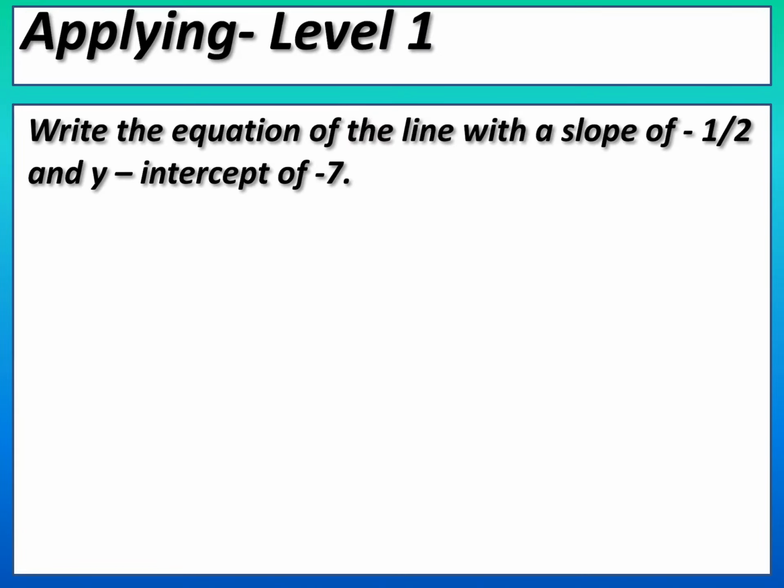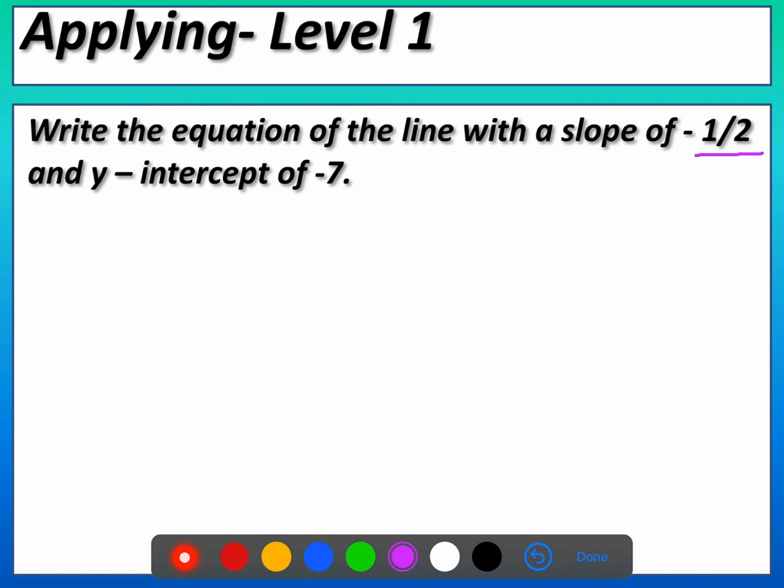Alright, so our first type of problem here: write the equation of the line with a slope of -1/2 and a y-intercept of -7. So we are being given the slope as well as the y-intercept. So remember, slope-intercept form is y equals mx plus b. Every time we're trying to write the equation of a line, we need a slope and a y-intercept. For this example, those are being given right to us, and all we have to do is plug them into our formula.